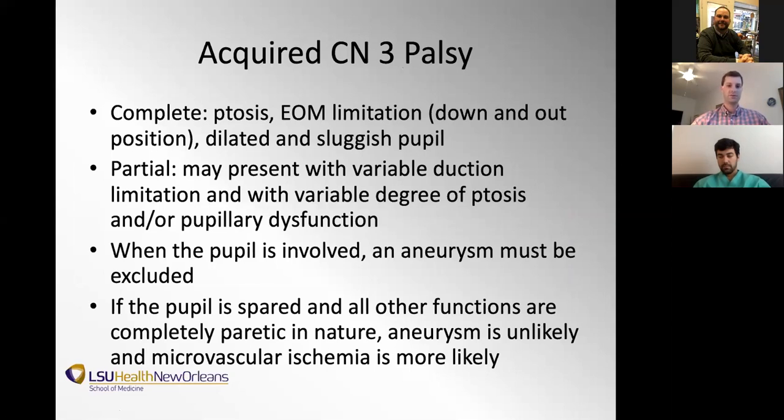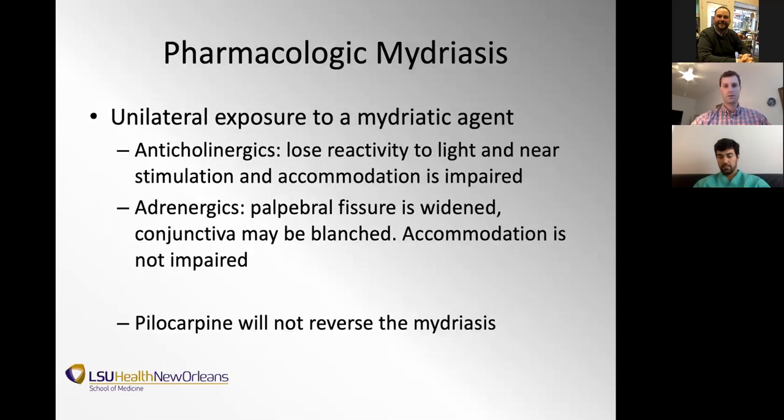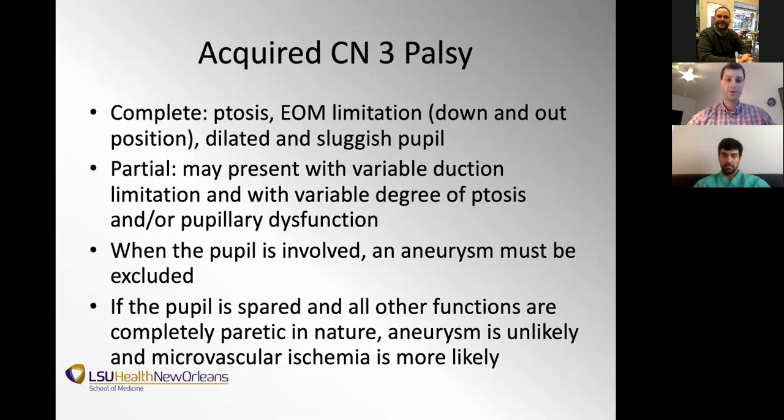When the pupil is involved, because the parasympathetics are typically on the peripheral or outside of the nerve, you must exclude an aneurysm. If the pupil is spared and all the other functions are completely paretic in nature, an aneurysm is unlikely, and microvascular ischemia should be higher on your differential. I would just mention too that in acquired cranial nerve 3 palsy, the function of the actual muscle itself is intact, so it will respond to the pilocarpine, but it's not super sensitive like it would be in an AD pupil. There's not the same denervation sensitivity.